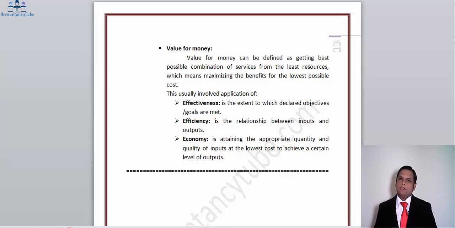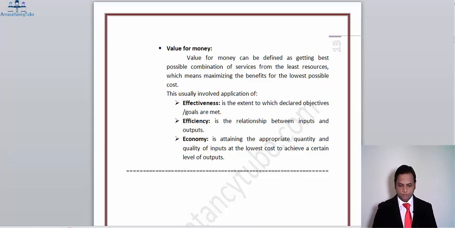So effectiveness is basically the percentage of achievement of goal. Efficiency is the percentage of achievement of resources, and economy is the percentage of achievement of outputs with the least amount of cost. So that's value for money.